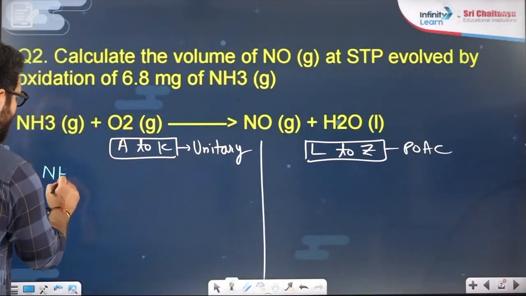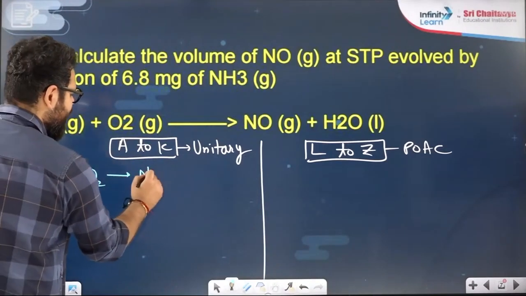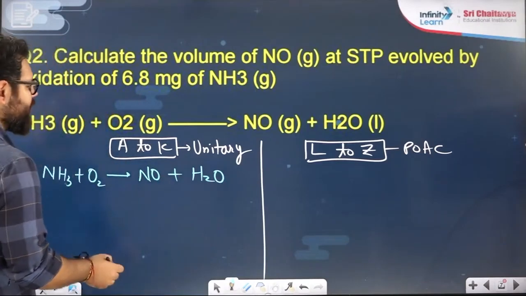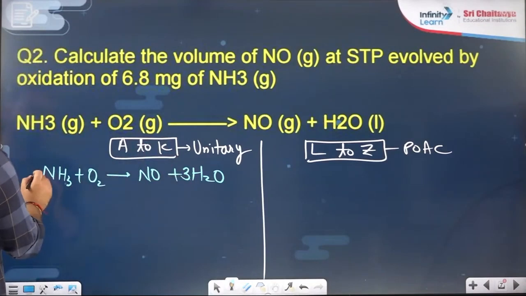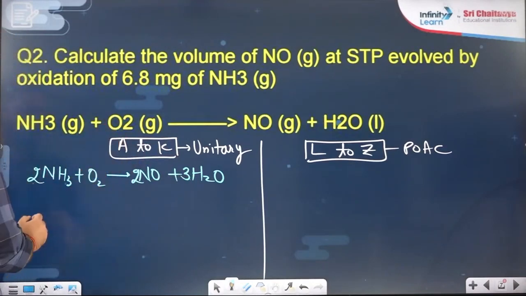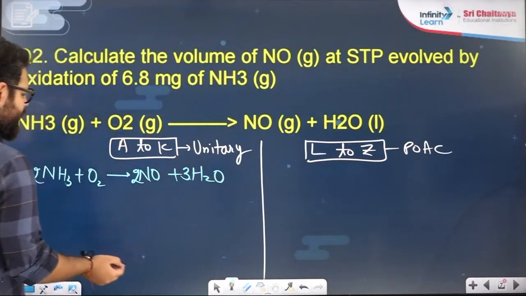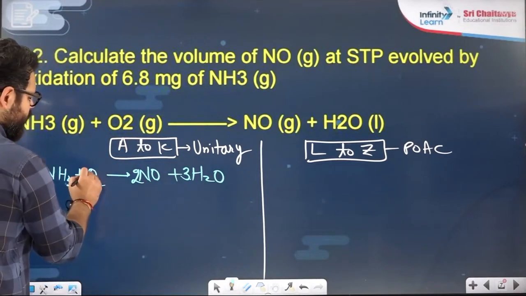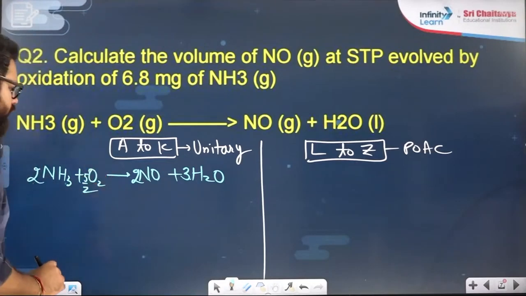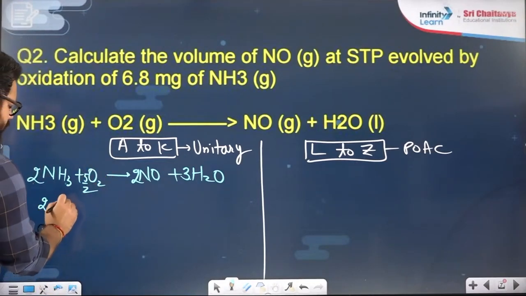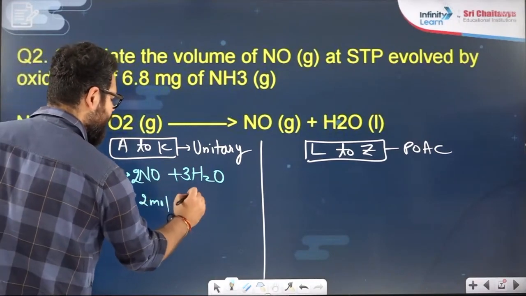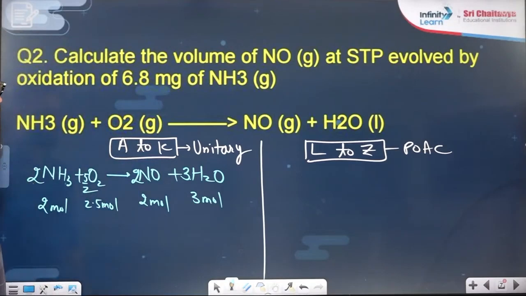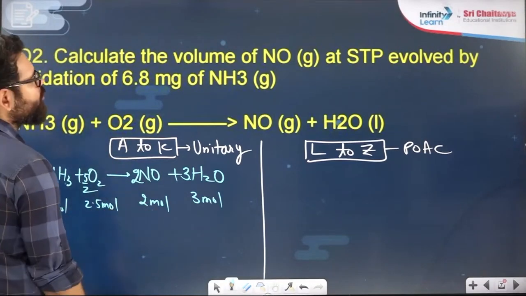I will say ammonia plus O2 gives NO plus H2O. Quickly balance. 3 hydrogen, 2 hydrogen. I will make it 3 times, so it became 6 hydrogen. I'll make it 2 times, became 6 hydrogen. 2 nitrogen, 2 NO. Now oxygen: 2 plus 3, 5 oxygen. So I'll have to do 5 by 2. So mole concept is 2 mole react with 2.5 mole to give 2 mole and give 3 mole. Okay. So now I'll say 2 mole ammonia gives 2 mole NO.